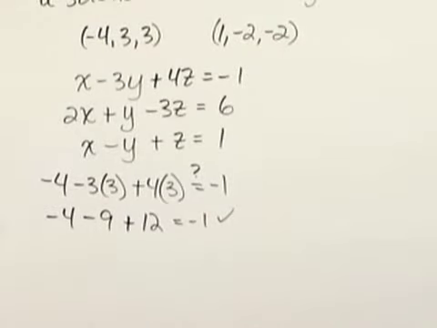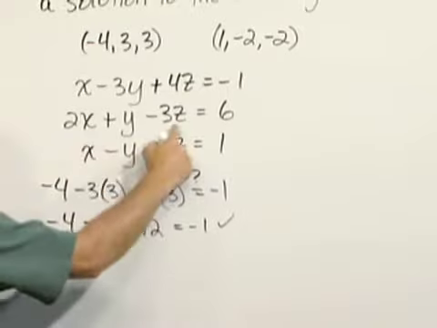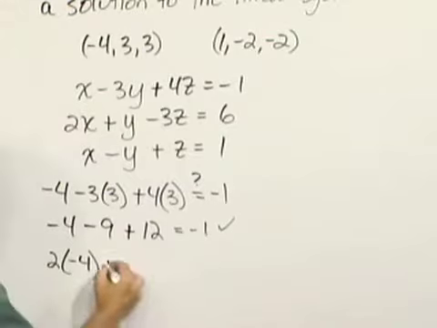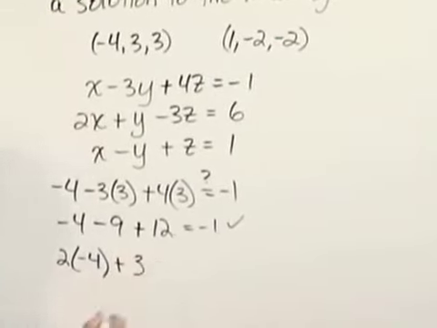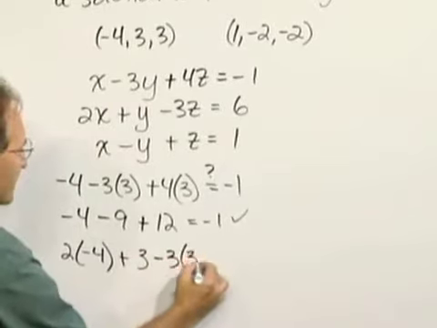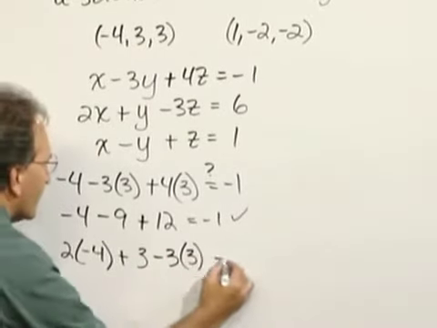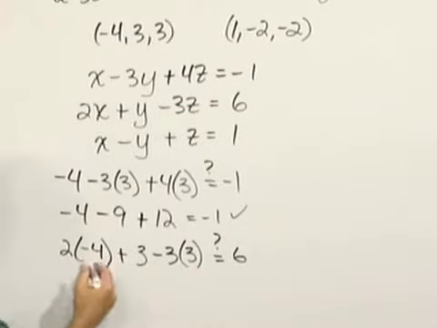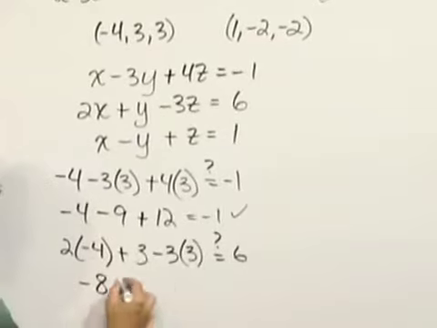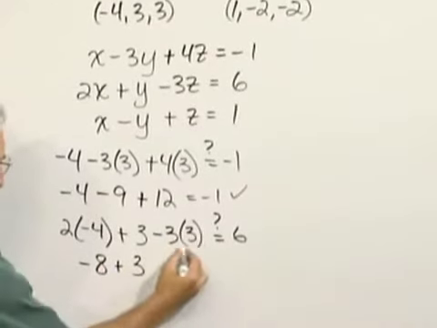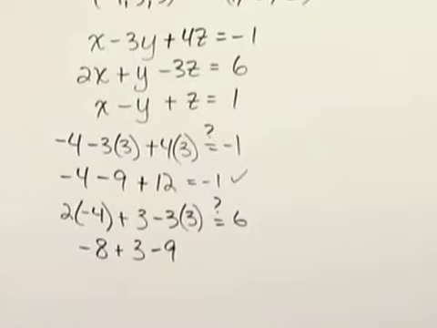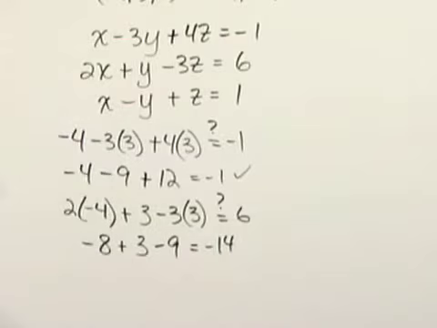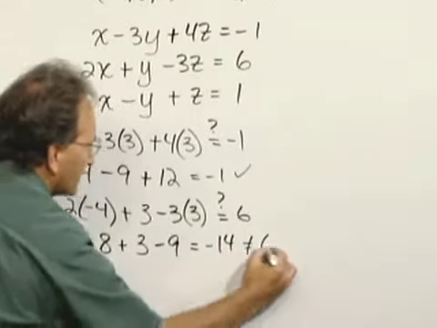Now we substitute the same ordered triple into the second equation. 2 times -4 plus y, which is 3, minus 3 times z, and z is equal to 3, and we want to know, does that equal 6? 2 times -4 is -8, plus the 3. -3 times 3 is -9, and that actually equals -14, which means that it does not equal 6.